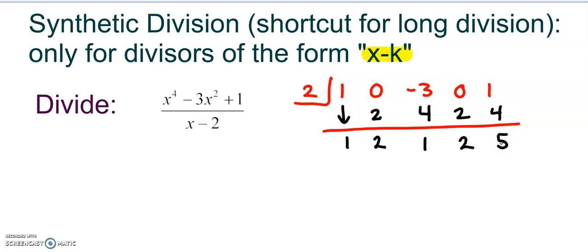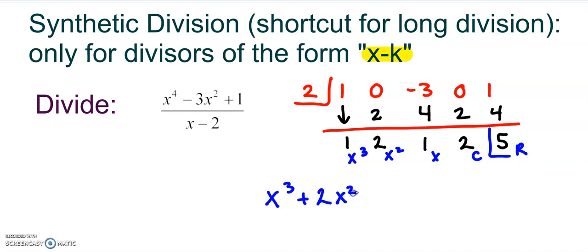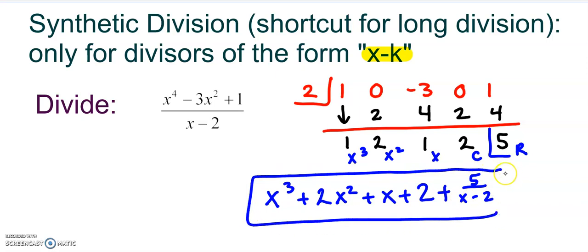Now, of course, that needs to mean something, right? We can't just write our answer as 1, 2, 1, 2, 5. That makes no sense. So to figure out what our solution is, I always like to block this off and remind myself that that's my remainder, and I'm going to build up constant, x, x squared, x cubed. So the solution is 1x cubed plus 2x squared plus 1x plus 2 plus remainder over divisor.